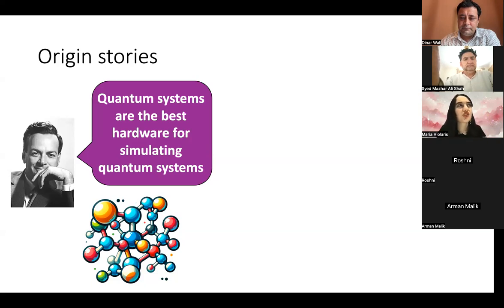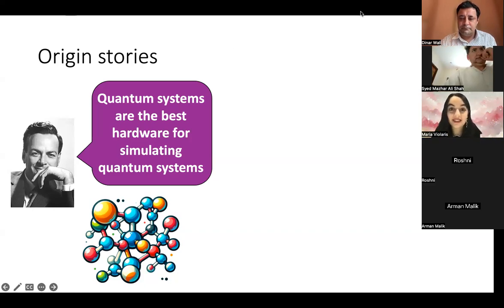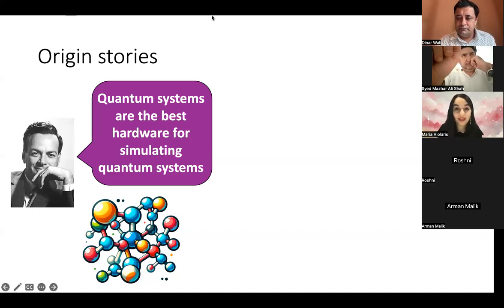So surely building our computer based on quantum systems would be the best way to simulate quantum systems, rather than trying to use normal classical computers to simulate these quantum processes? Wouldn't a quantum system be better at simulating that? So he suggested this idea, that quantum systems could be the best hardware for simulating quantum systems.